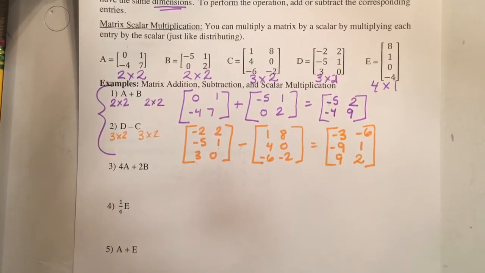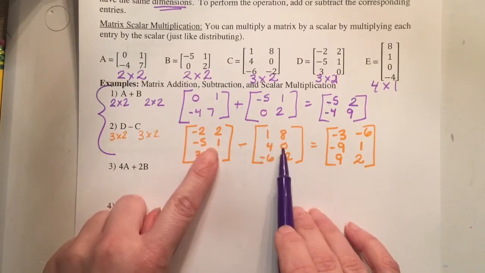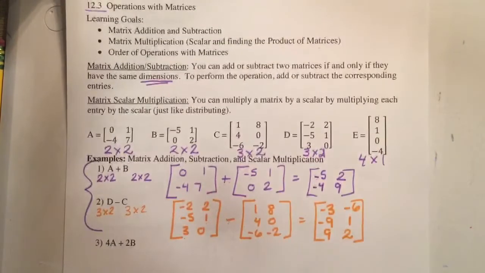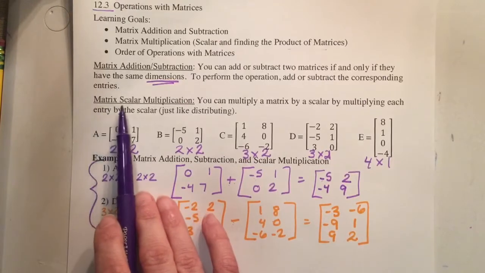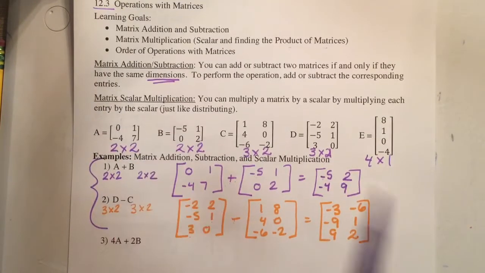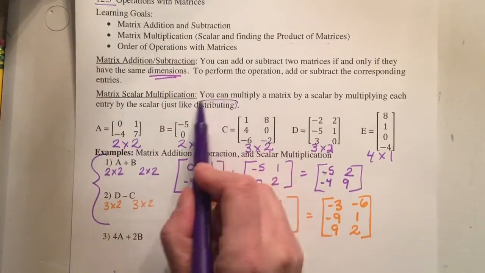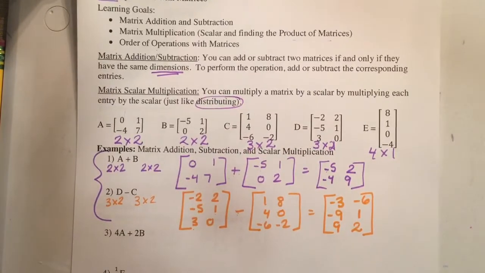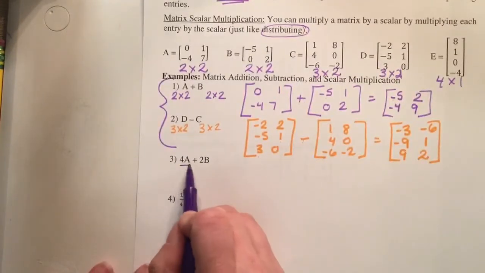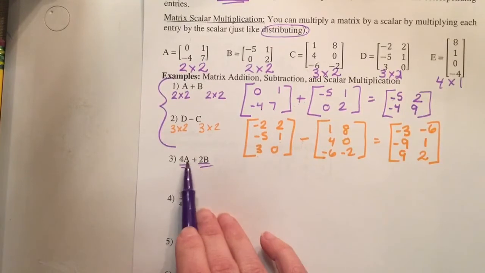So there are two examples of how you can add and subtract matrices. Again, both times you had to make sure that you have the same dimensions, and that's because you have to be able to match up your entries. Okay, now looking at multiplication. Matrix scalar multiplication. What that means is you are actually distributing a value that's called a scalar. And so it's going to look something like this. This says 4a.